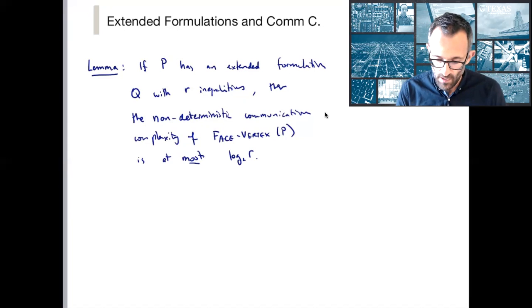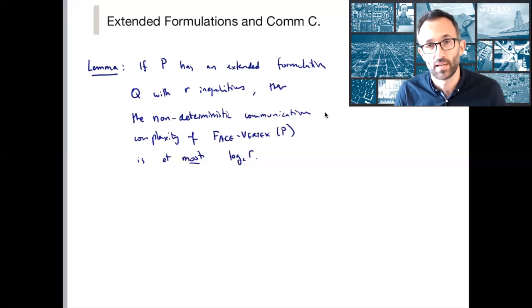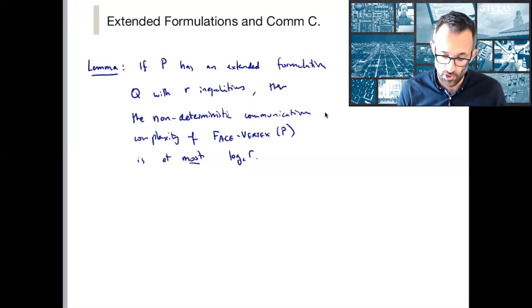So what is this? How are we going to use this? We're going to use this because this means that if we can now lower bound the communication complexity, we have a lower bound, therefore, on the complexity of any extended formulation.